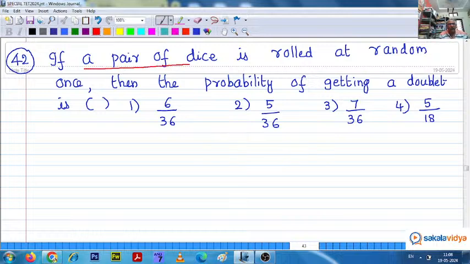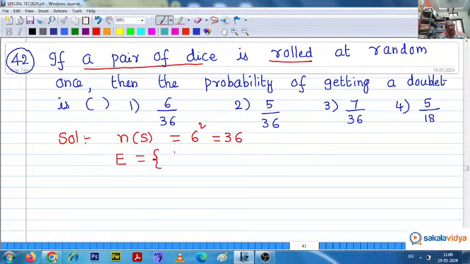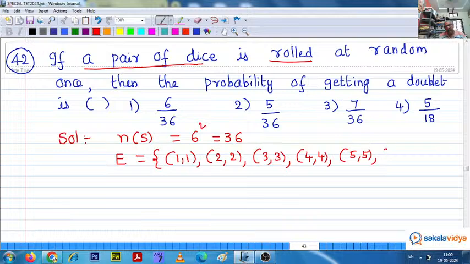A pair of dice or two dice are rolled at random once. Probability of getting a doublet means, so n of s is equal to 6 square, you can write 36. Let e be the event of getting doublet, 1 comma 1, 2 comma 2, 3 comma 3 and 4 comma 4 and 5 comma 5 and 6 comma 6 out of 36. So these are the favorable cases.